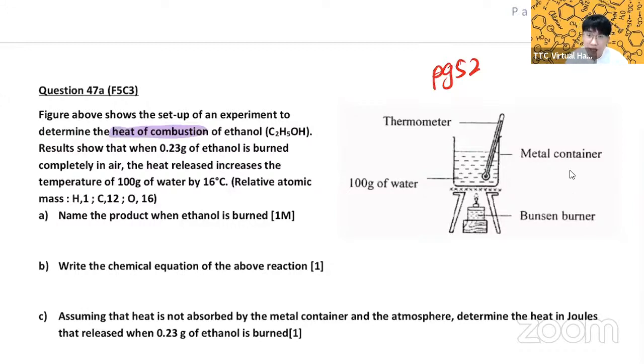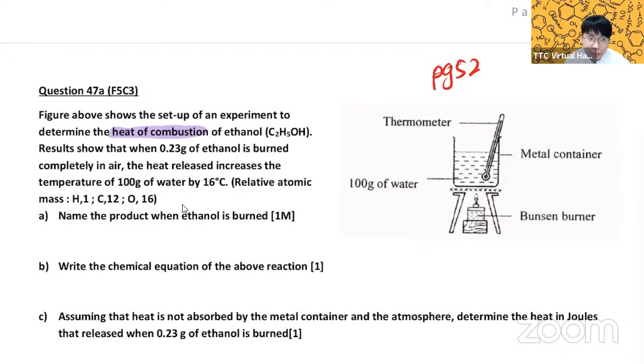Other heat experiments always use a polystyrene cup to reduce heat loss to the surroundings. This one is a metal container. But with a metal container, it can also release heat fast, meaning the heat might go outside. So usually you have a windshield. On the left and right side, you have windshields to block the air flowing, to reduce heat loss to the surroundings. So that's some extra information here.